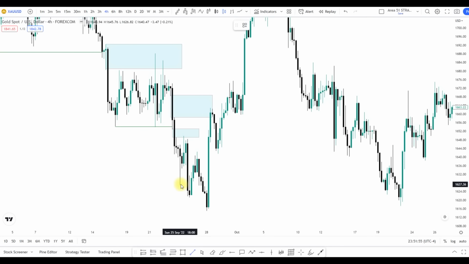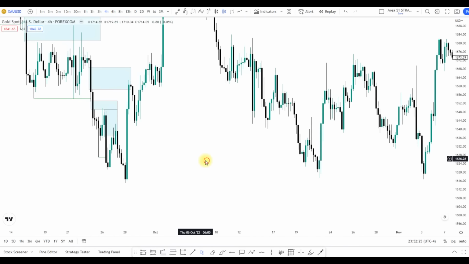Now breaking this structure, this is a valid break of structure. So where's our supply zone before this down move? This is our supply zone here, guys. What happened is the market went down, created this supply zone, and then went back. There's a little bit of demand going back again to the supply zone, giving us that retest. Go to the lower time frame, get that change of character, and then sell this market like there's no tomorrow. You got it.